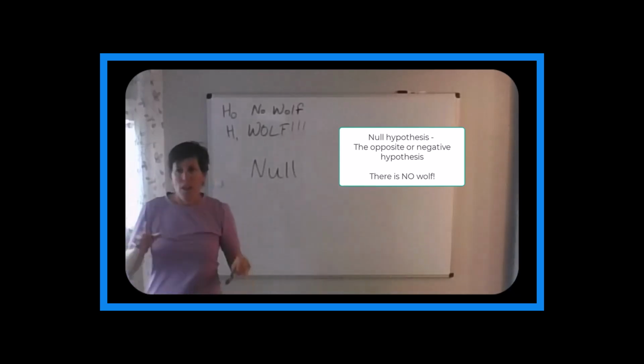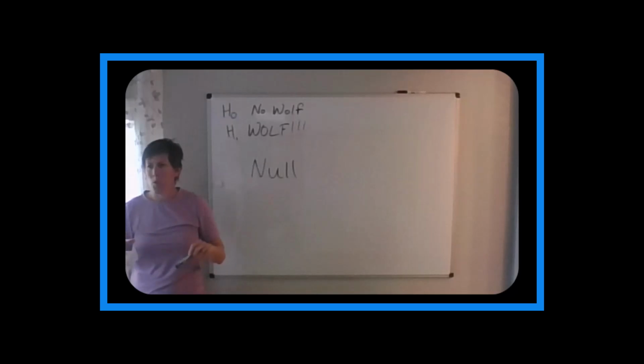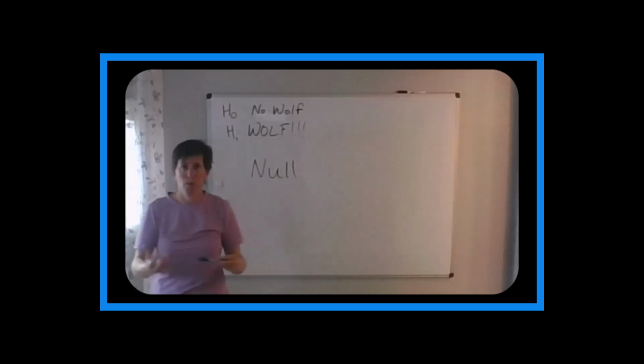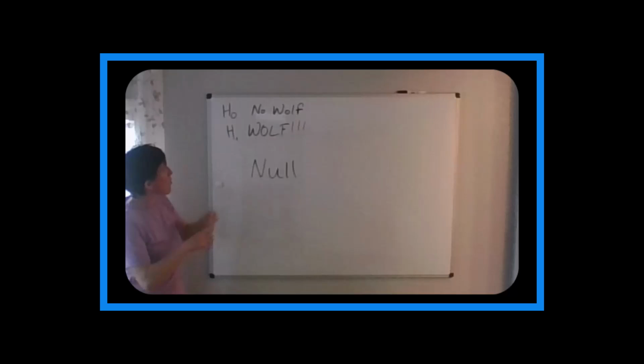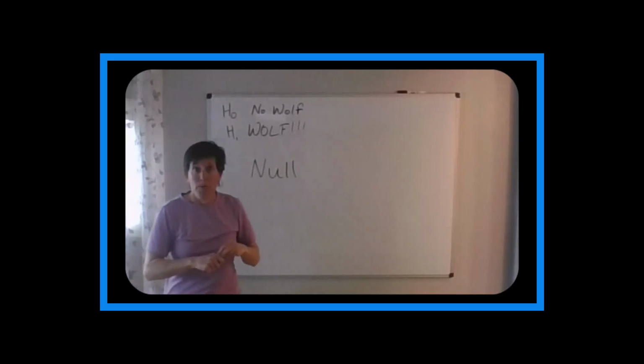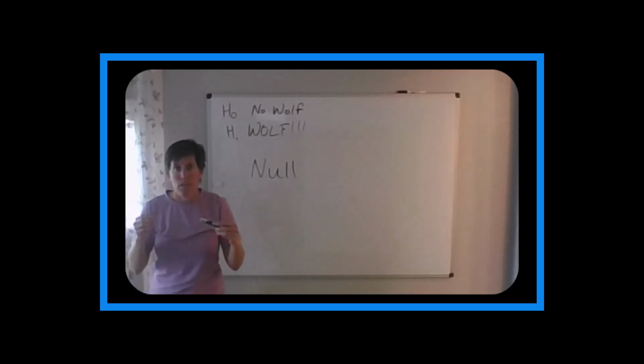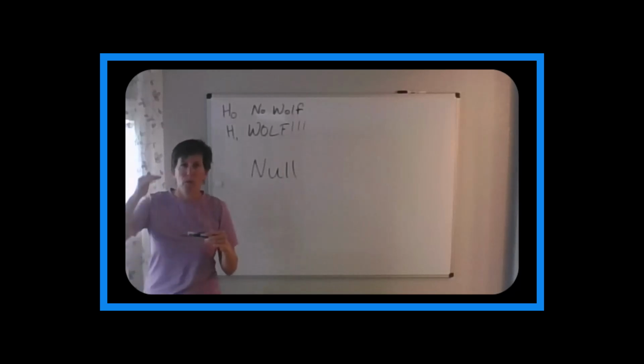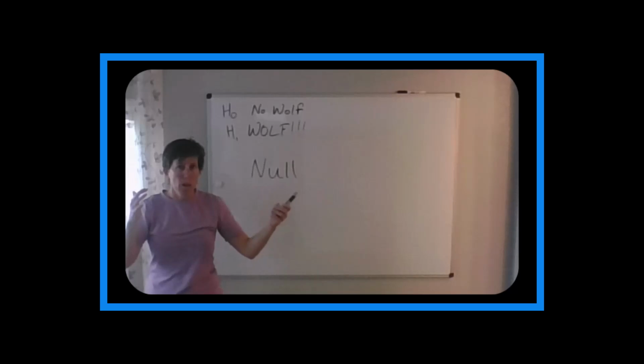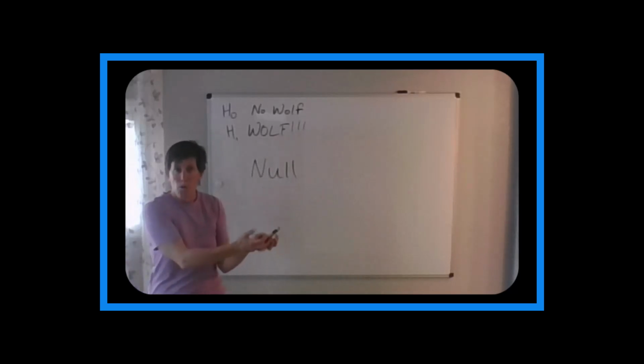Why do we do this? This is similar to, in court, the idea of innocent until proven guilty. That data has to be strong enough to actually prove that there actually exists a wolf. That evidence for a crime needs to be strong enough to prove guilt. Otherwise, we're going to remain with that idea of innocence, or no wolves.